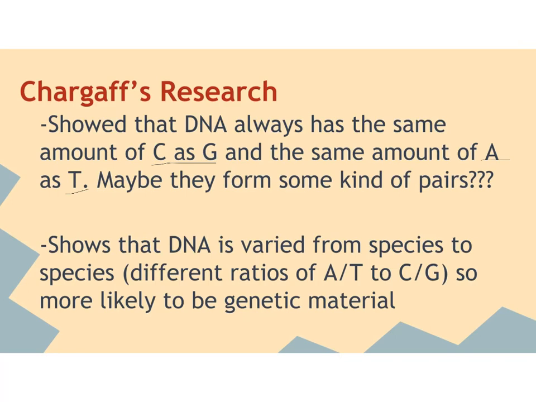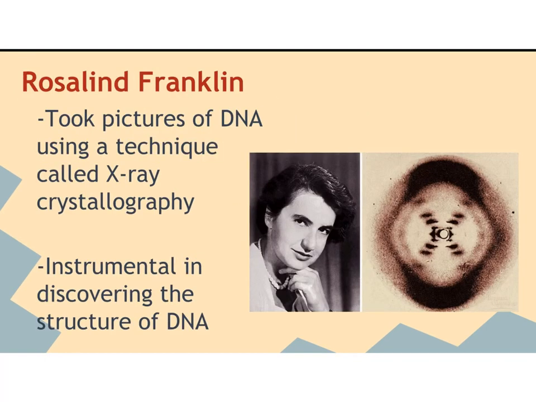He also showed that the DNA varied from species to species. So there actually was some variety in DNA. It wasn't all the same. Different species had different ratios of A to T and C to G. So one species might have 51% A and T, and the other species might have 58% A and T. So that provided some support again that DNA actually might be able to function as a genetic material, since it did vary from one species to the next.